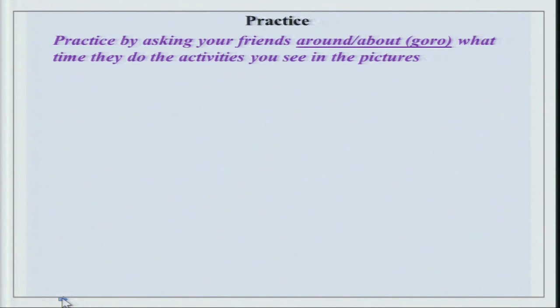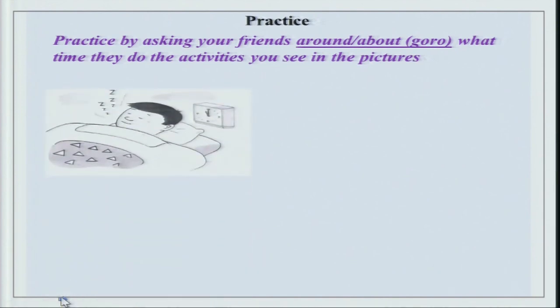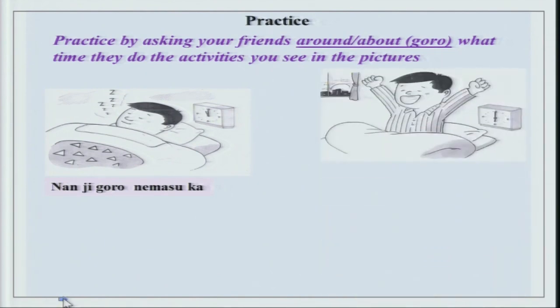Now, you can ask, Nanji goro nemasu ka? And whatever time you sleep, you can say Juichiji goro, or Ichiji goro, or Ichiji han goro nemasu. Now, we have another picture over here of someone getting up.